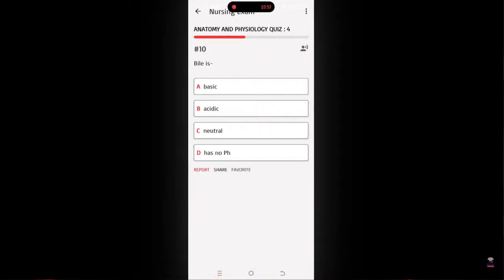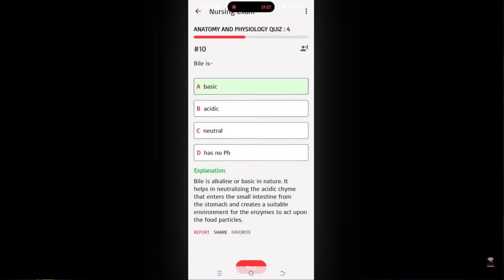Bile is A. Basic, B. Acidic, C. Neutral, D. Has no pH. Correct answer. Bile is alkaline or basic in nature. It helps in neutralizing the acidic chyme that enters the small intestine from the stomach and creates a suitable environment for the enzymes to act upon the food particles.